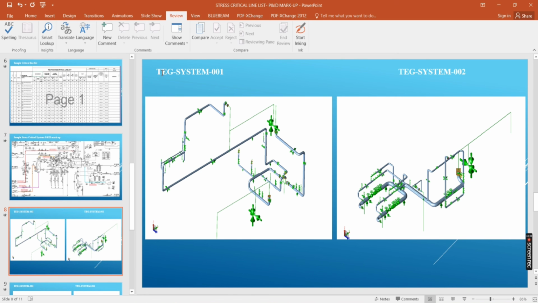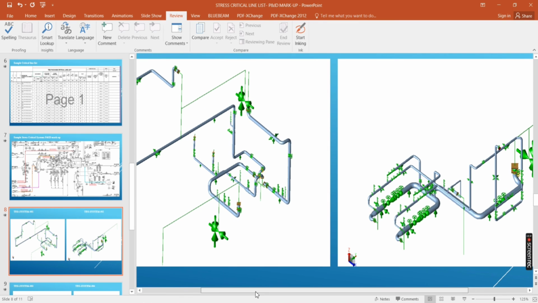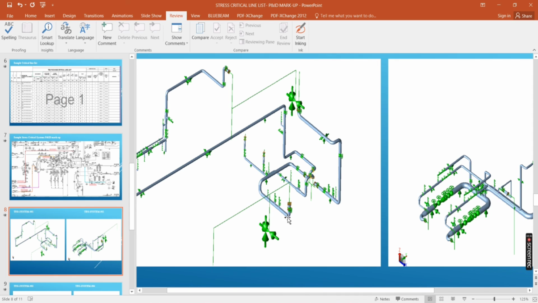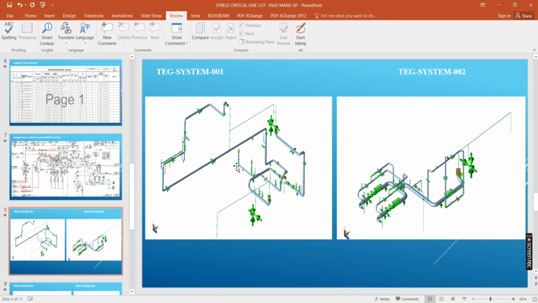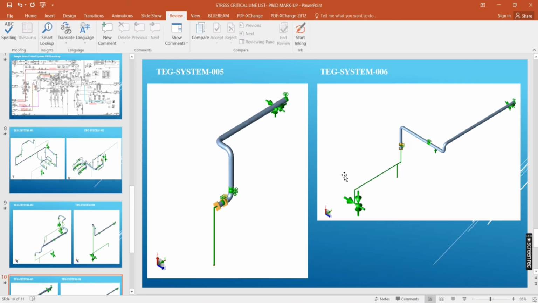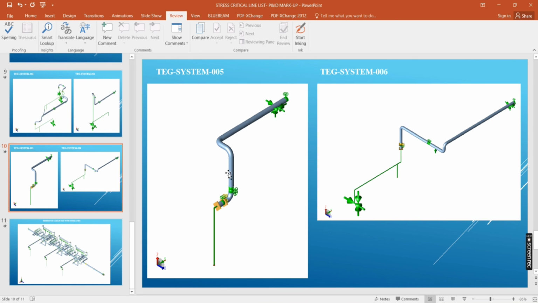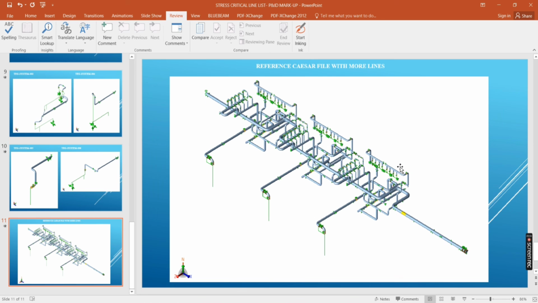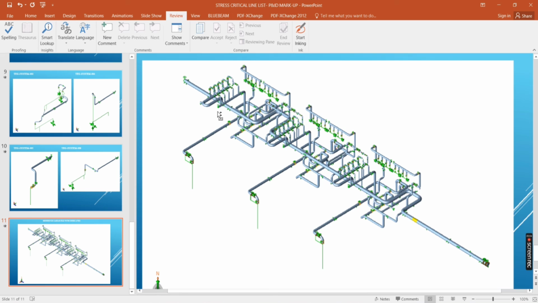So now we are seeing this is system one. In system one you can see how many lines are there. Some number of lines increase, and system 2 also has so many lines. System 3 has some 2, 4, 3, 4 lines. System 4, only one line, you see. System 5, one line only. System 6, one line. So like this, 30 or so.